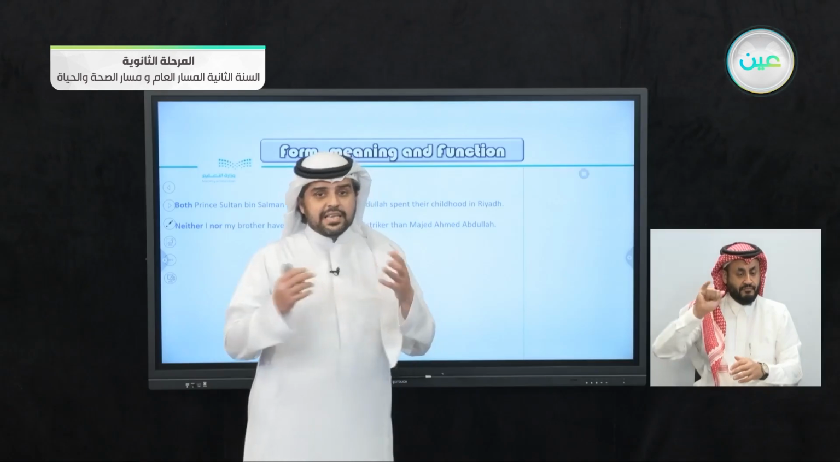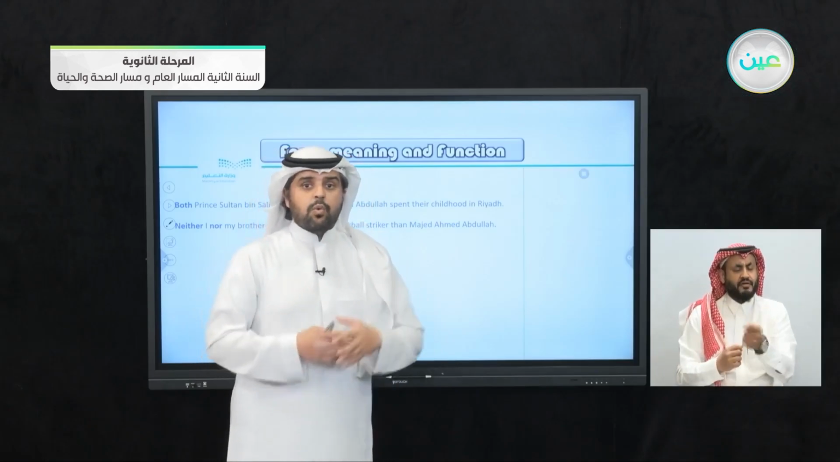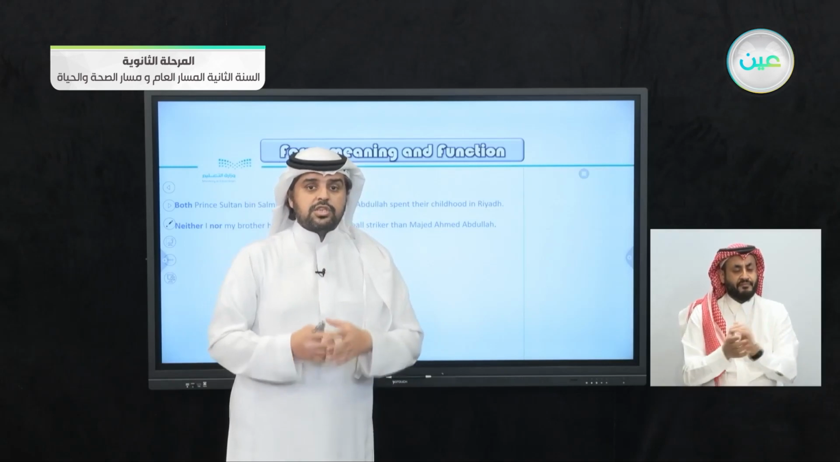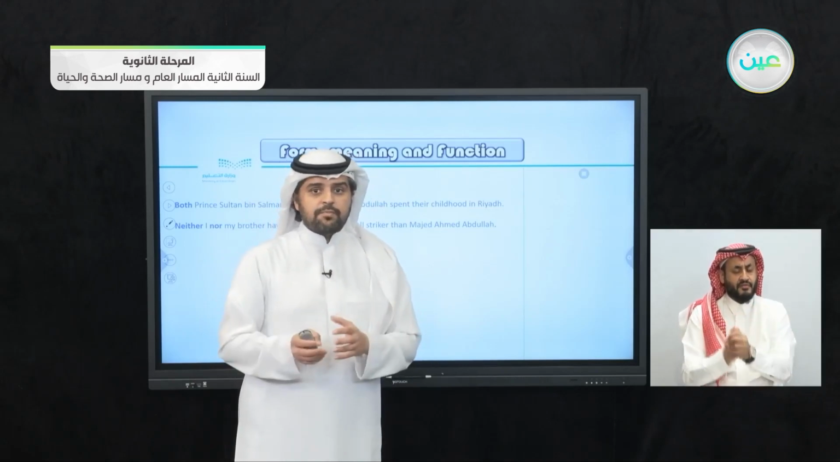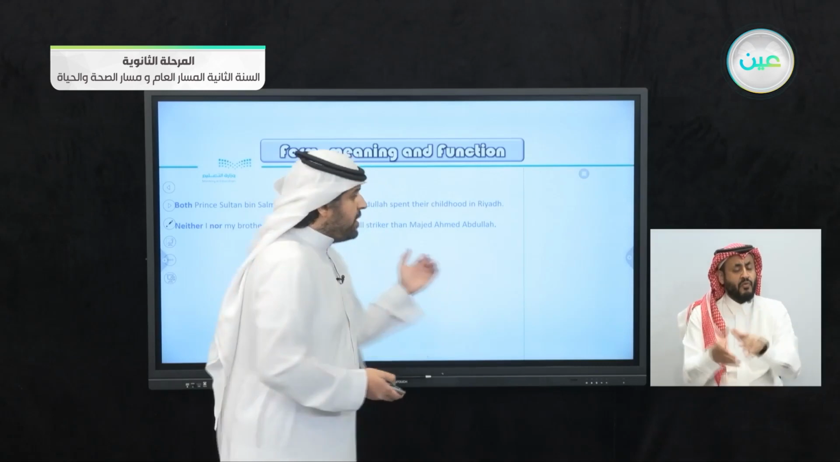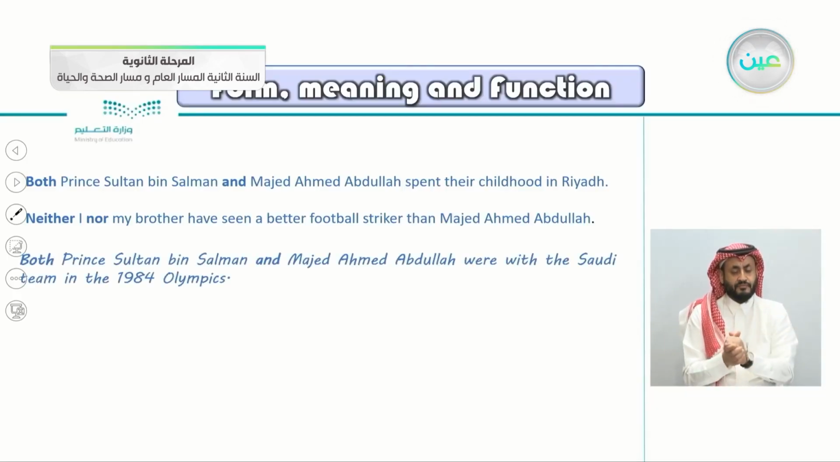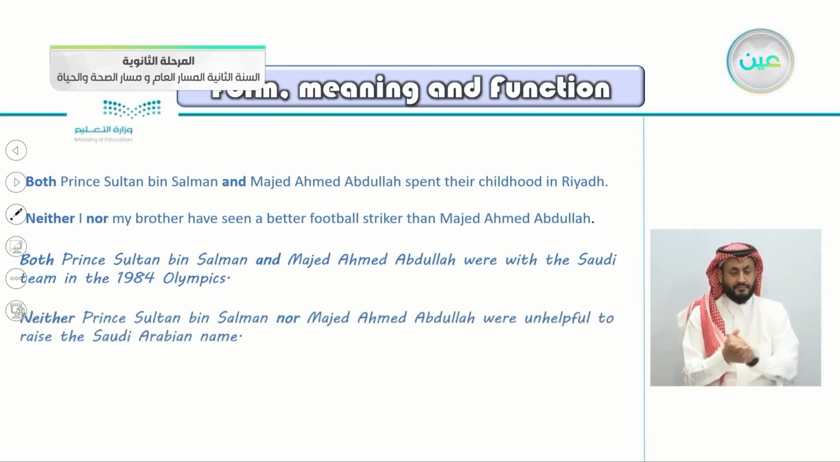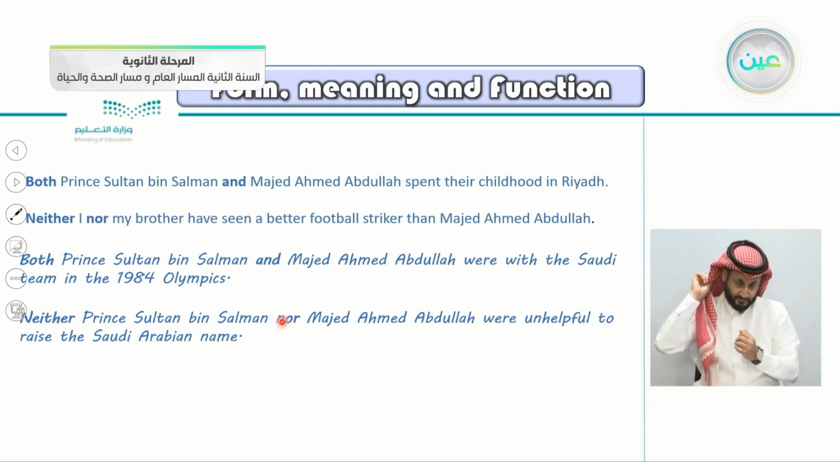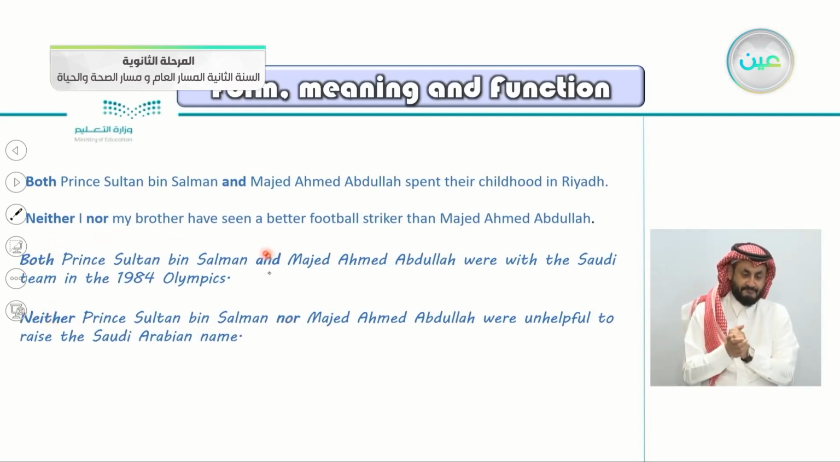So write any sentence or 2 sentences using what we have studied today. You can choose any sentence, neither, nor, both, and so on. For example, I chose here: both Prince Sultan bin Salman and Majid Ahmed Abdullah were with the Saudi team in the 1984 Olympics. Or I said, neither Prince Sultan bin Salman nor Majid Ahmed Abdullah were unhelpful to raise the Saudi Arabian name. So this is neither, nor, and both of them, both, and.